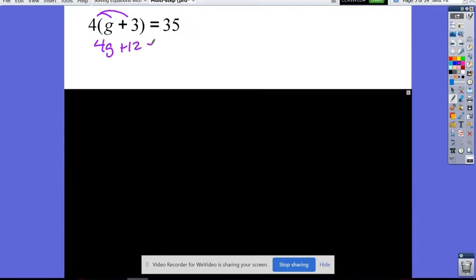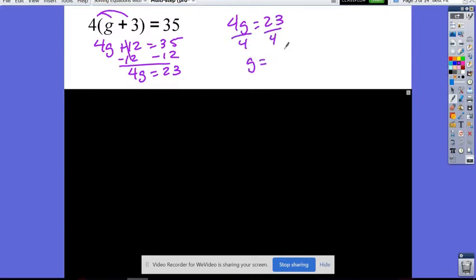4g plus 12 equals 35. Minus 12, minus 12. 4g equals 23. So divide by 4, divide by 4. G equals 5 3/4, or 5.75. Either one of these would actually be an acceptable answer. Decimal is fine for this one.